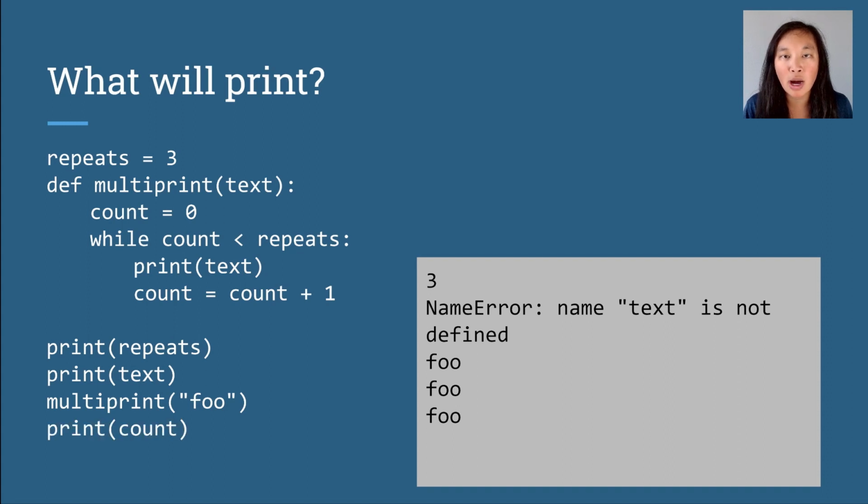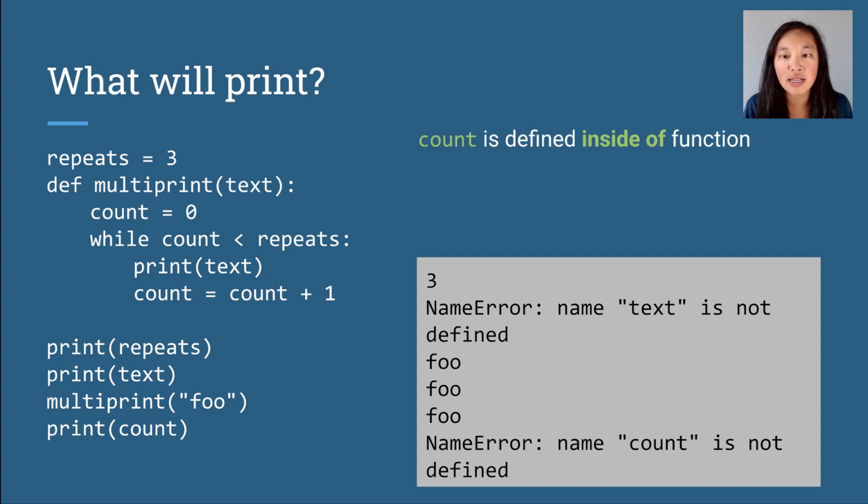We can then see what happens when we print count. Again, count is going to give us a NameError because count is defined inside of the function, which means it has local scope. This also means that count cannot be accessed outside of the function.